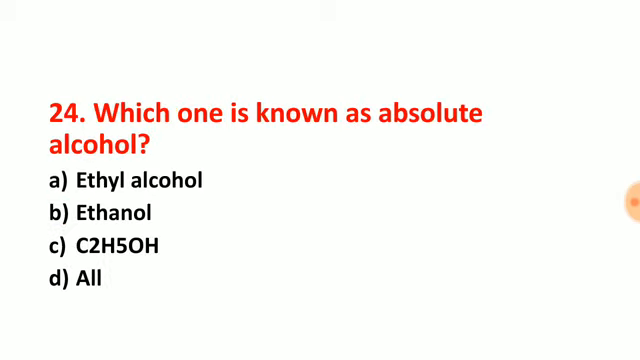Question number 24, which one is known as absolute alcohol? Ethyl alcohol, ethanol, C2H5OH. If you see this, all are the same thing. So "all" is the right answer for this question. Ethyl alcohol, ethanol and C2H5OH all are known as absolute alcohol.